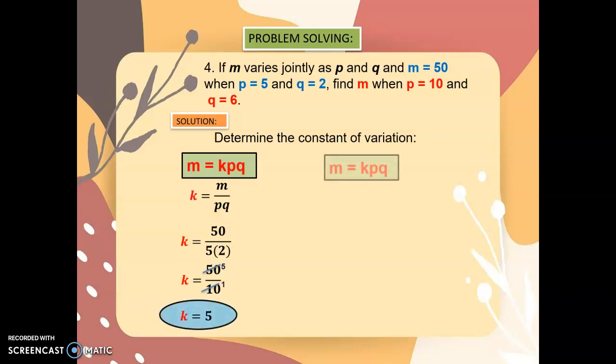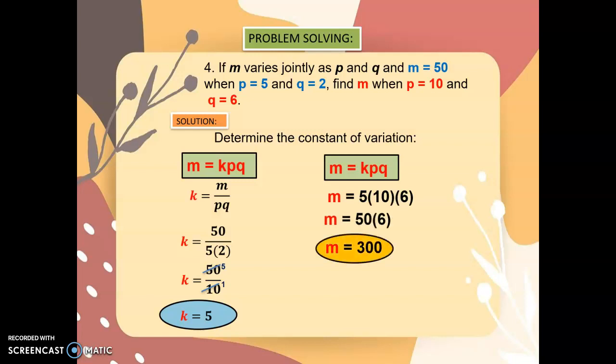Next. Second problem tayo. Itong nasa kulay red. So, M is equal to KPQ. The value of M here is missing, siya ang hahanapin. Substitute P and Q. Since ang value ng K natin is 5, P is 10, Q is 6. 5 times 10 times 6. So, M is 300. Okay?